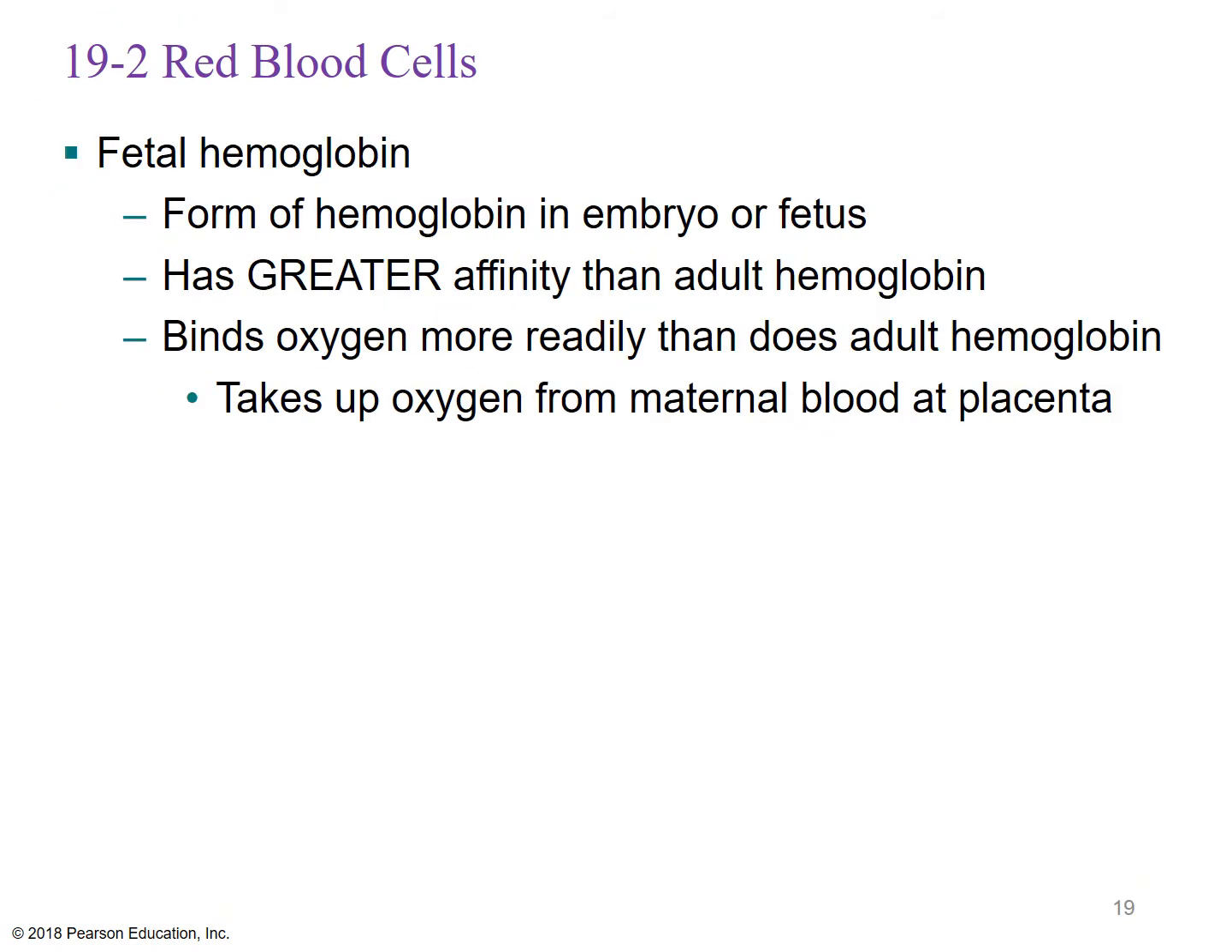When it comes to the babies in the womb, they have a different form of hemoglobin. So we would call this fetal hemoglobin. And this form has a greater affinity than adult hemoglobin, which basically means it can bind oxygen more readily and more easily than does an adult hemoglobin. So you can see here it says takes up oxygen from maternal blood at the placenta. The baby has the ability to take more from mom, sort of like stealing it away from mom, because it's going to bind that fetal hemoglobin much more easily than the oxygen would bind adult hemoglobin.